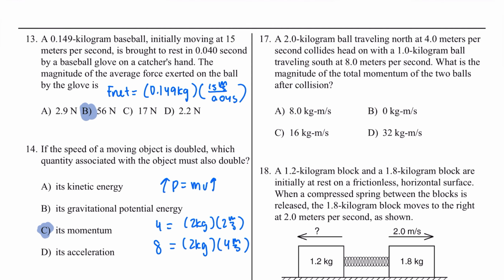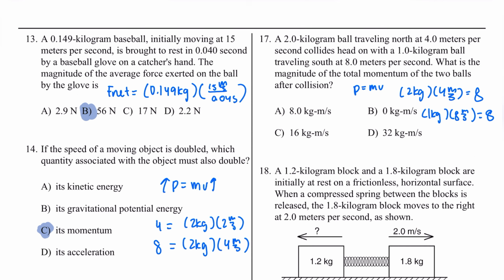17. A 2 kilogram ball traveling north at 4 meters per second collides head-on with a 1 kilogram ball traveling south at 8 meters per second. What is the magnitude of the total momentum of the two balls after collision? So first, let's find the momentum of both of these objects before the collision. So for the first one, we're going to do P equals mv. So 2 kilograms times 4 meters per second equals 8. And for the second ball, it's 1 kilogram times 8 meters per second, and that also equals 8.